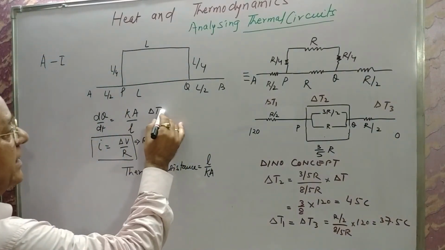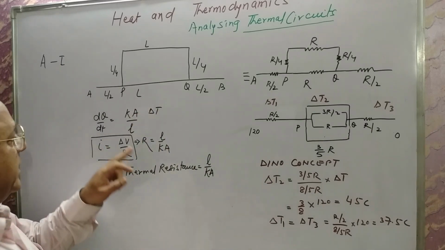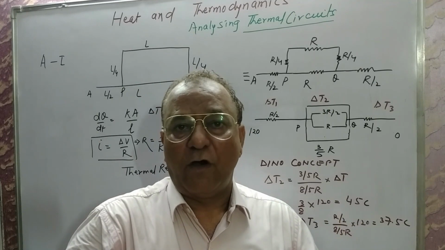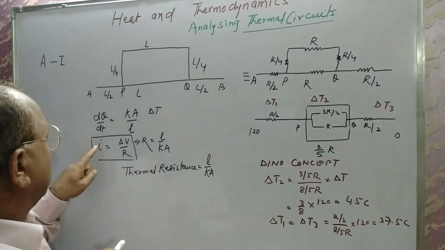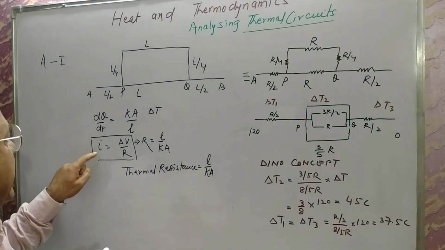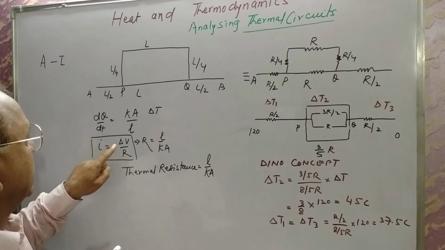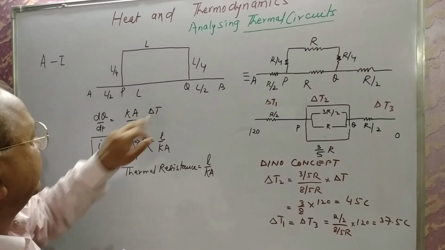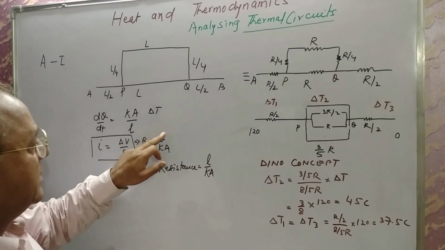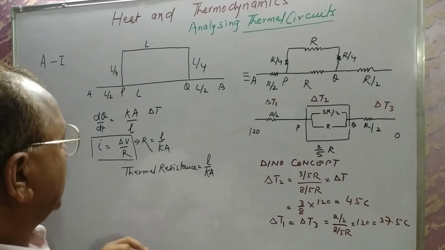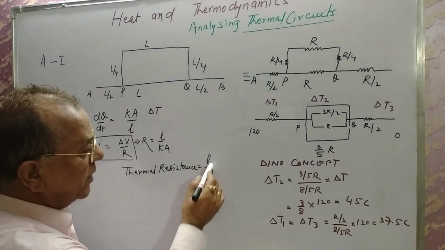Now, delta T is the voltage equivalent. That is, the temperature difference causes the flow of heat. And dQ/dt is the rate of heat flowing per second. Now, this gives you I equal to delta V by R. Delta V is delta T. Therefore, R is equal to L by KA. Thermal resistance is equal to L by KA.